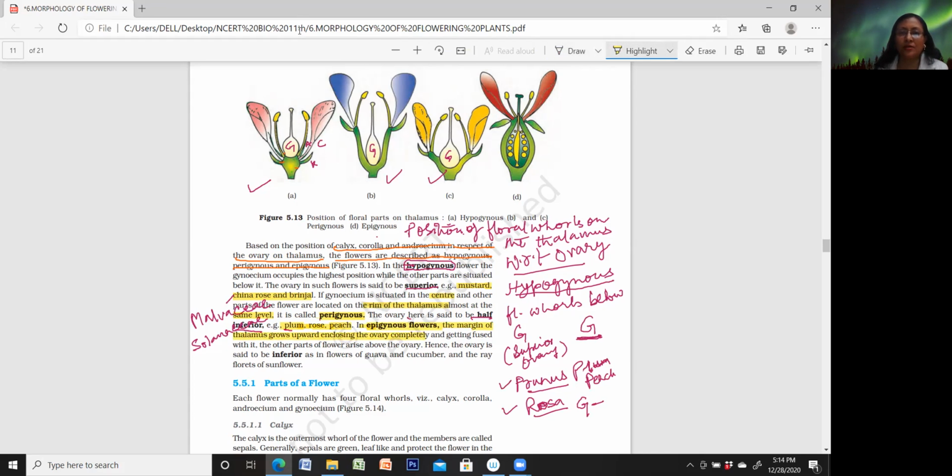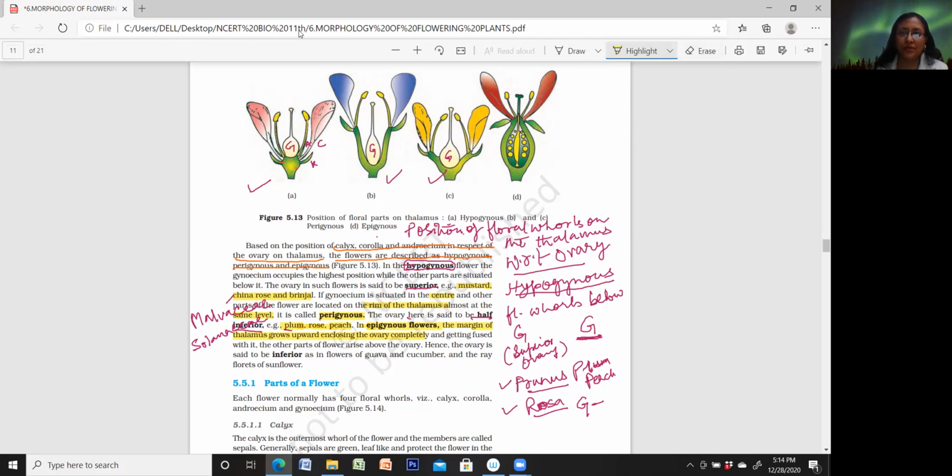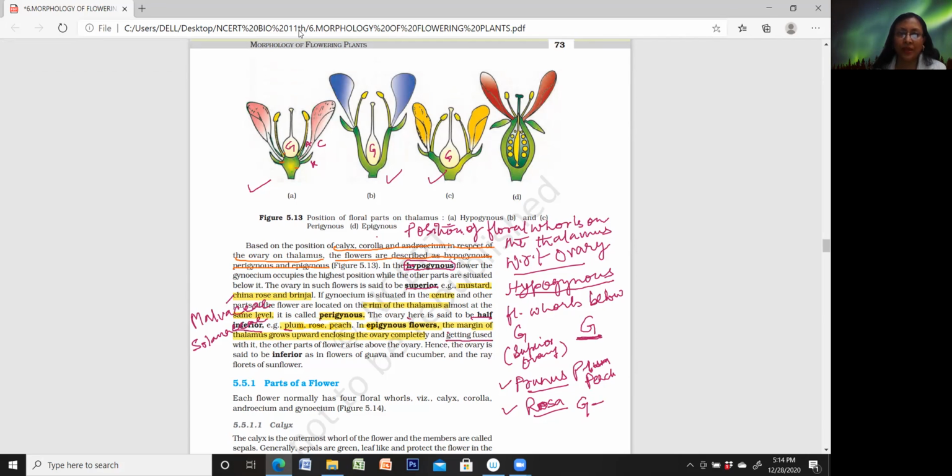In epigynous flowers, the margin of the thalamus grows upward, enclosing the ovary completely. So the margins will overgrow and enclose the ovary, as you can see in diagram D. All the whorls will go above the ovary. So where does the ovary go then? The ovary is all below, and all these are getting fused with it, and other parts of the flower arise above the ovary. This is the main point: the parts of the flower arise above the ovary.